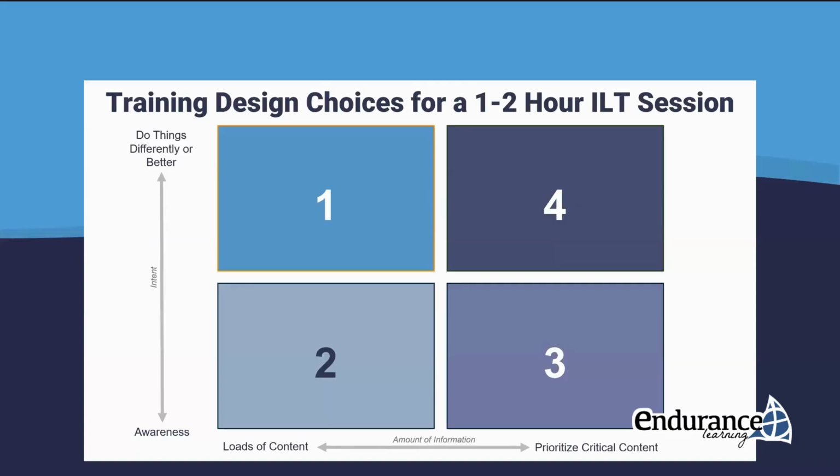And then from bottom to top of this matrix, what we have is our intent. So, do we just want to make people aware of certain things? And so this is kind of that information sharing type of thing. Or do we want people to be able to do things differently or better? This is kind of the performance type of thing.